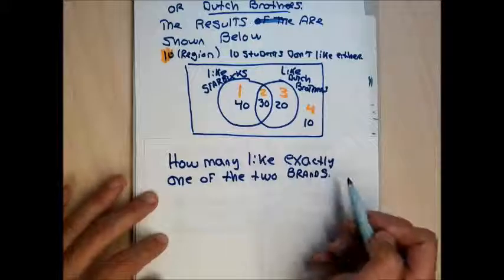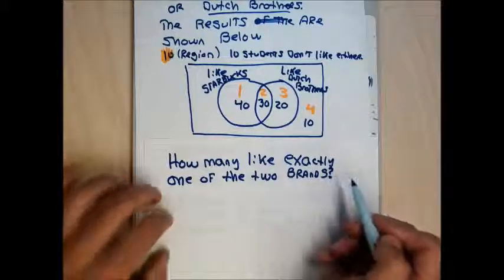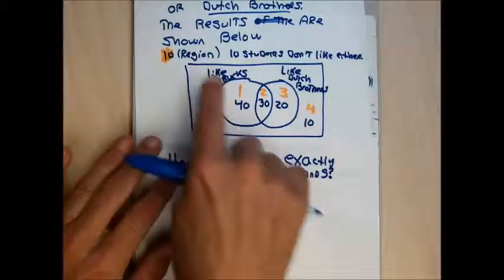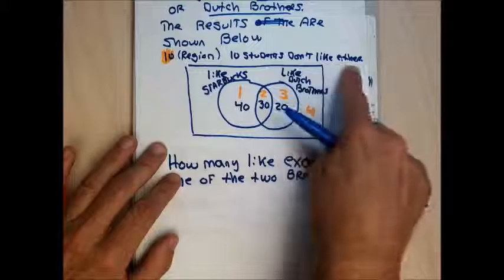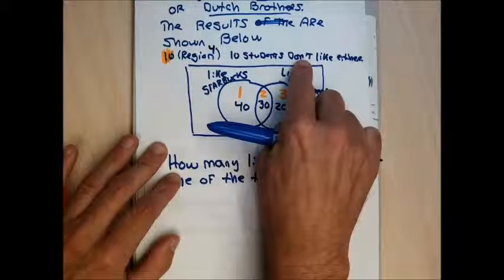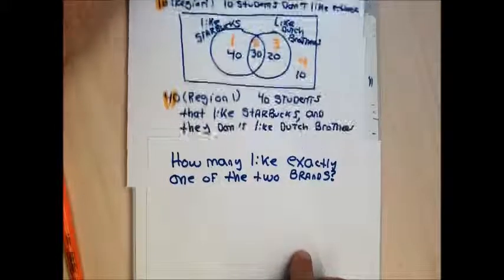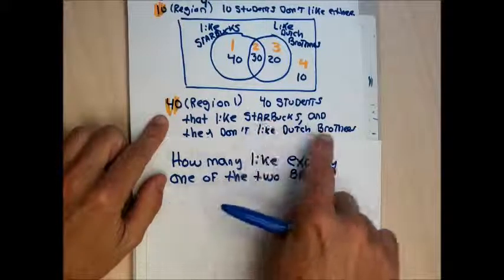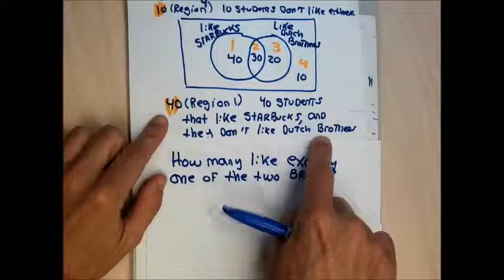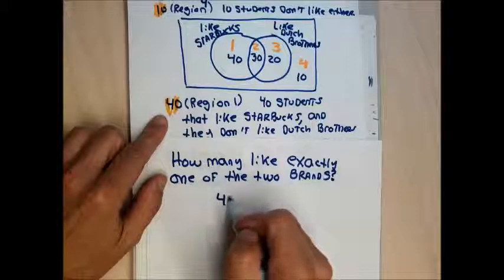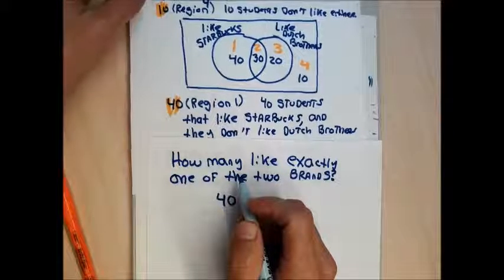This is more of an English question than it is like a set theory question. So when I look at my explanations, the 10 students that are in region 4 aren't going to get counted here because they don't like either. The 40 students in region 1, they like Starbucks and they don't like Dutch Brothers. They like exactly one of the two, Starbucks but not Dutch Brothers. So those 40 students from region 1 are going to get counted.